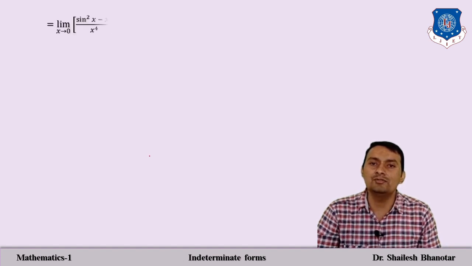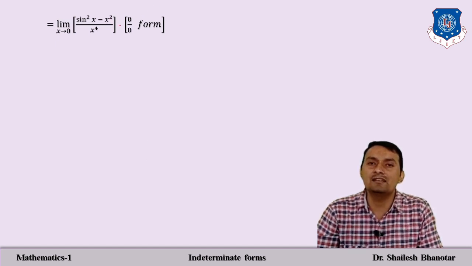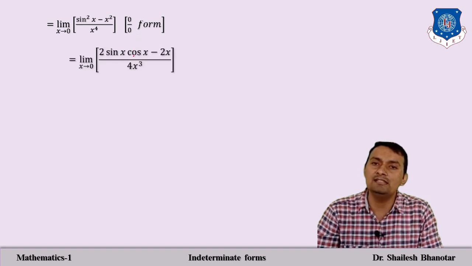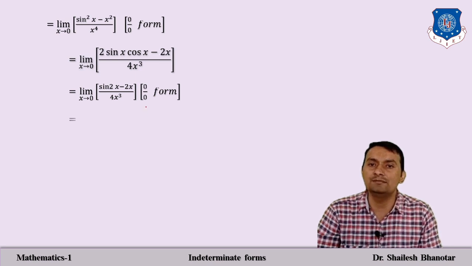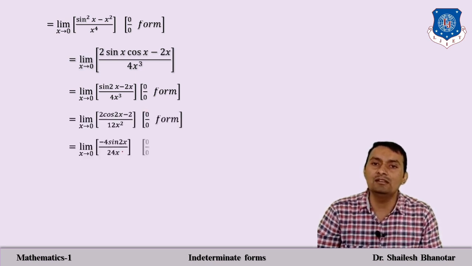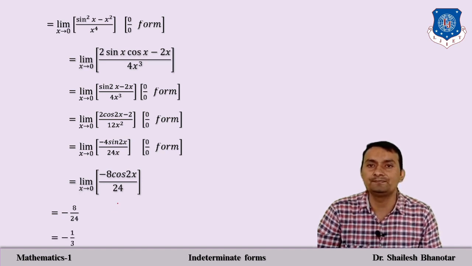And limit x tends to 0, sin square x minus x square divided by x raised to 4. But again, putting x equal to 0, we get the 0 by 0 form. That means we can apply L'Hopital rule. So 2 times sin x into cos x minus 2x divided by 4x cube. Again, applying x equal to 0, we get the 0 by 0 form. Still we can apply the L'Hopital rule, and so on, and we get the final minus 8 cos 2x divided by 24. If we put x equal to 0, we get minus 8 divided by 24, and that is minus 1 by 3, and that is the final answer.